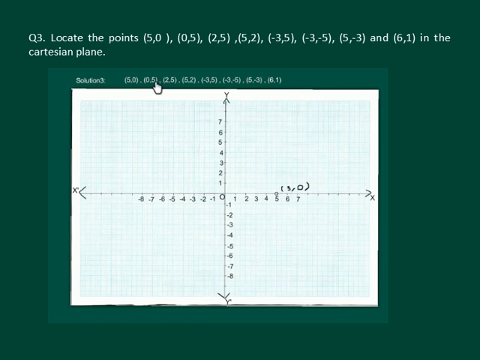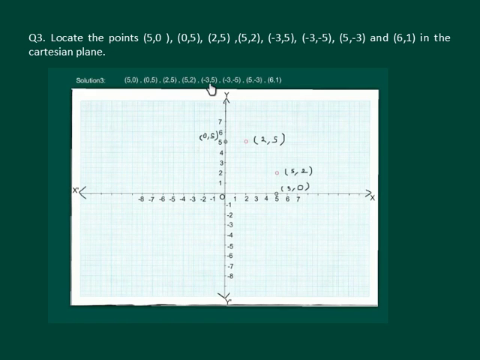Next point is 0, 5. That means x coordinate is 0 and it will lie on the y-axis. So we start from the origin and +5 gives us the point with coordinates 0, 5. Next the point is 2, 5. So x coordinate 2 and y coordinate 5 gives us a point whose coordinates are 2 and 5. Next is 5, 2, meaning x coordinate 5 and y coordinate 2, gives us this point whose coordinates are 5, 2.